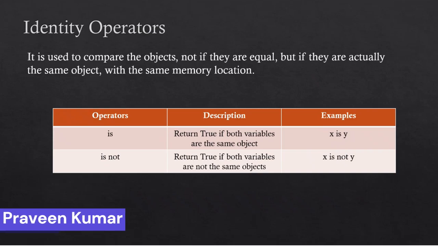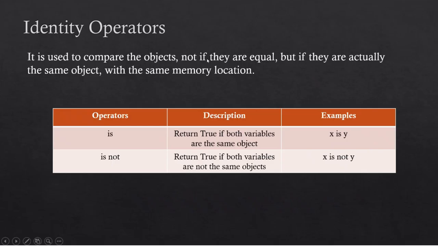The identity operator we need to discuss. When we are comparing objects, and the values inside the objects are the same and their memory locations are the same, then it will return true when we are using the is operator. But if we are using is not, it will return false if the objects are not the same object, like we can say if both the variables are not the same object.